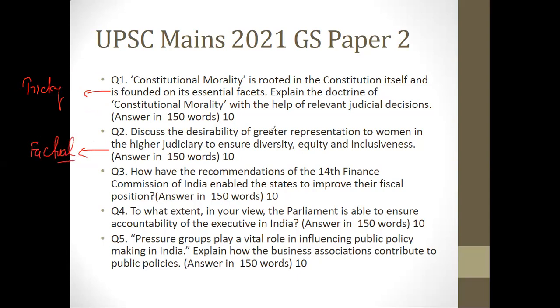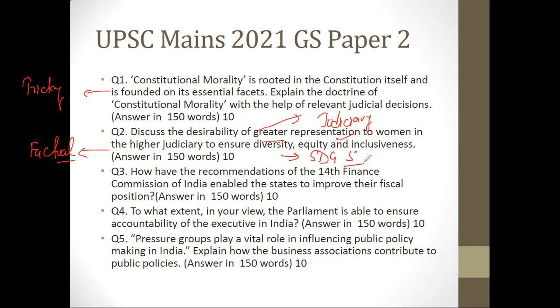If you see your GS paper 2 syllabus, there is judiciary in topic 6. But here, they talk about the desirability of greater representation to women in higher judiciary. We do know it will promote SDG 5, gender equality, and so on. But believe me, if you write only those points, you're not going to get good marks. You will get average marks, and it's all about average. If you're able to write 20 questions in an average manner, you will sail through the mains. But some answers have to be better than others.